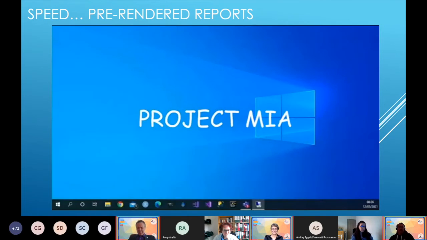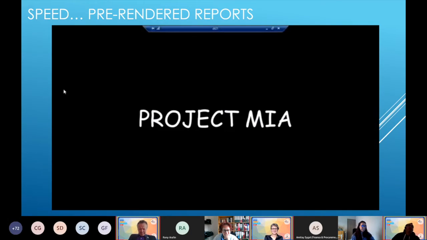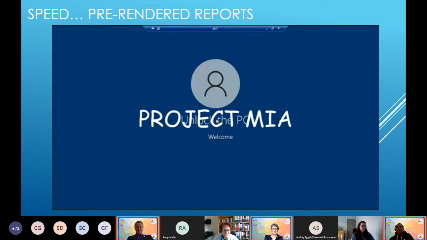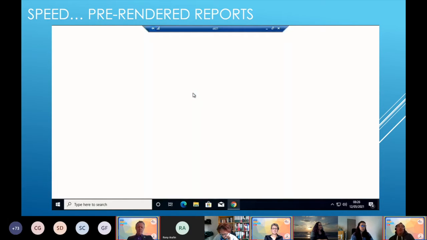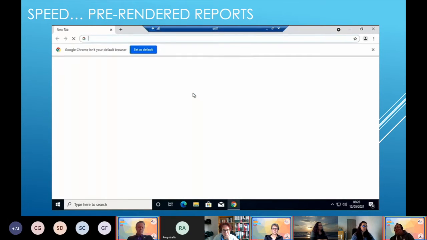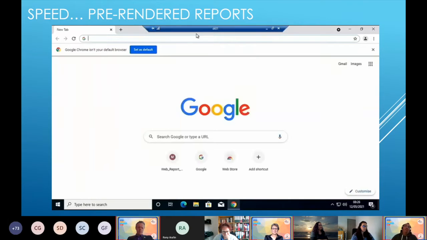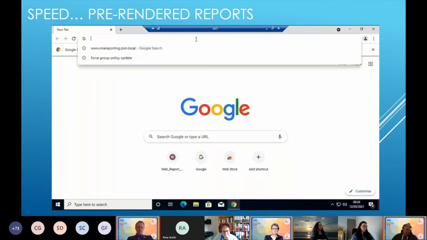Right, so Project Mia. This is basically a live recording from the desktop of a Windows 10 machine. You can see this is all running from a live web server, which you could integrate. If you're in your trust, for example, most people have got SQL, you're running that on a Windows server, you will have the web as part of that. So you can just enable it.